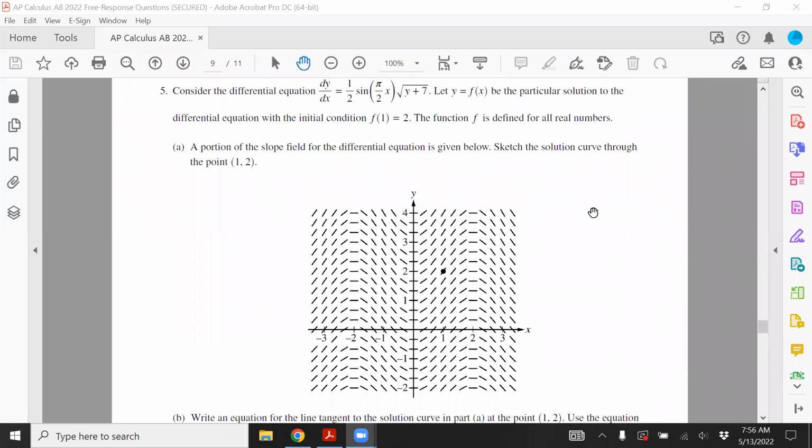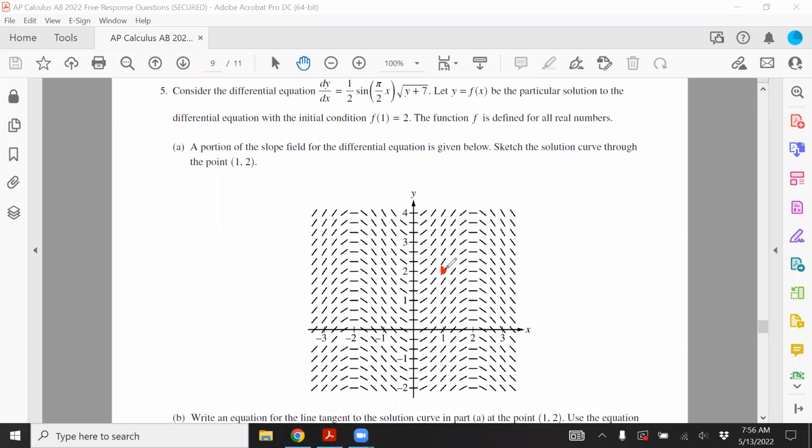So here we're talking about number 5. We got a differential equation from the AP 2022 free response questions. They give you the differential equation right there. They give you a slope field. They give you an initial condition f(1) equals 2. And they want you to sketch a solution curve. So you just got to follow the contours of the graph.